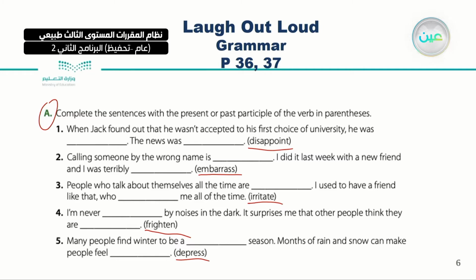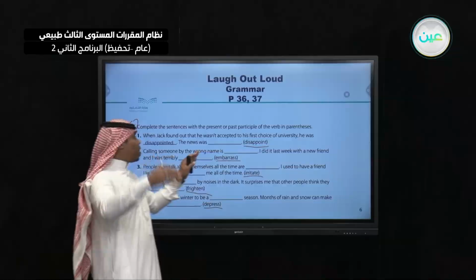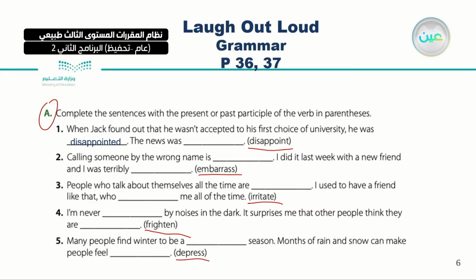So let's start. Jack was disappointed. Why? Because he wasn't accepted to his first choice. Very good. So the news, this is the cause, so we have to add ing to the verb. So the news was disappointing. Here I have to use ing with the verb.